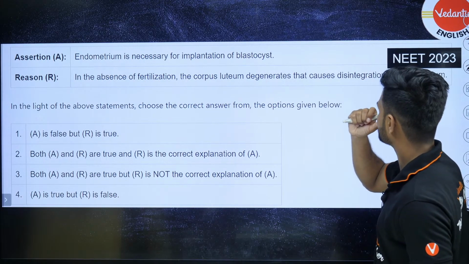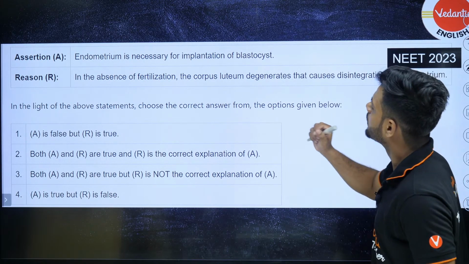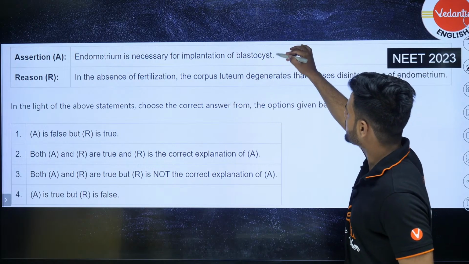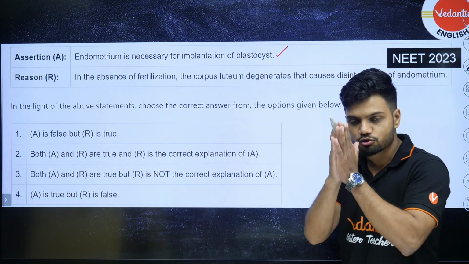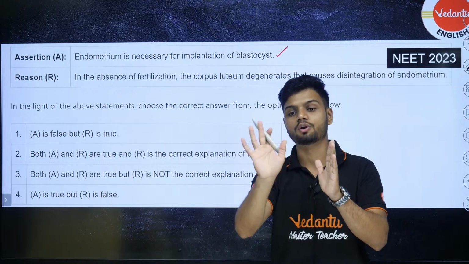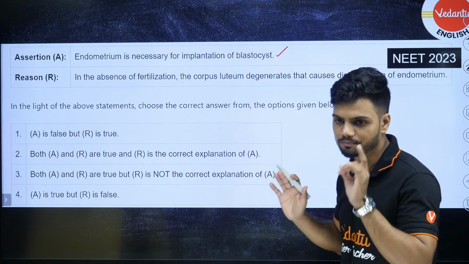Next question. Endometrium is necessary for implantation of blastocyst. Yes, it is important. If there is no proper endometrium, implantation will not happen.